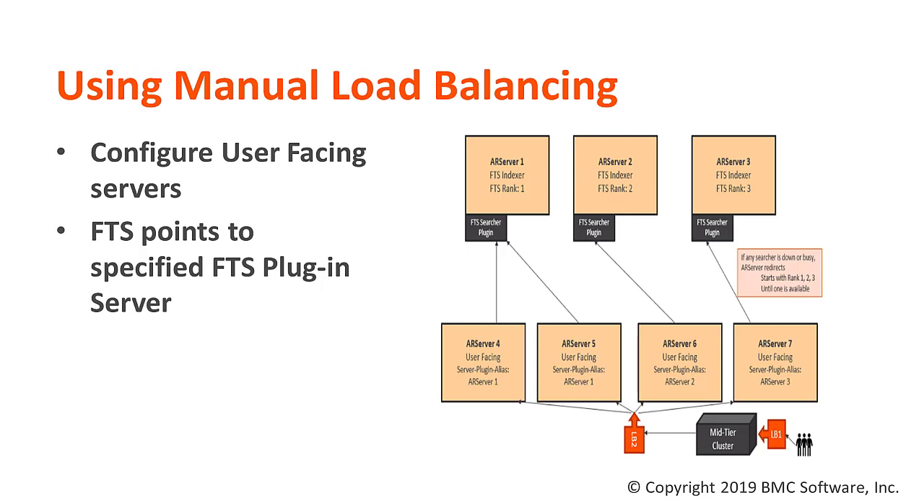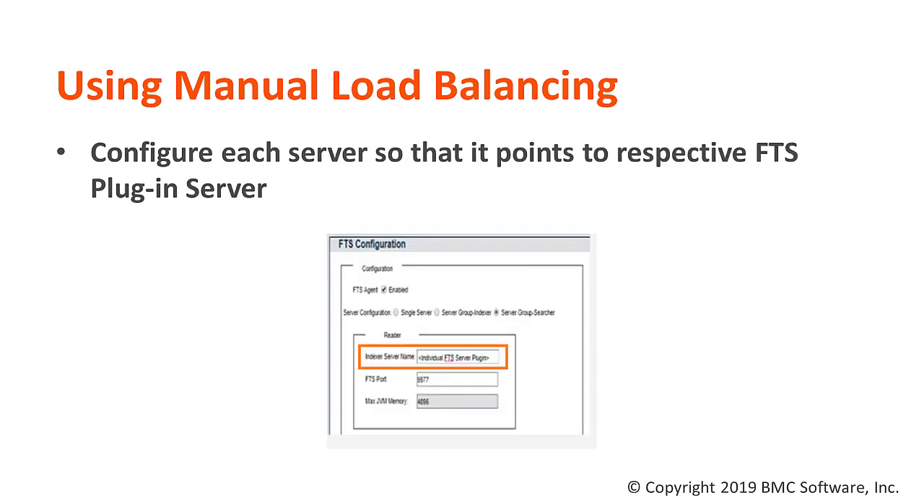So you will modify the indexing server name on each of the user-facing servers so that it points to the specific indexing server. You'll do this via the FTS configuration page, and then once complete, you'll need to restart any AR servers that you modified for the changes to become active. You've now distributed your FTS and global search requests across your FTS indexer servers.